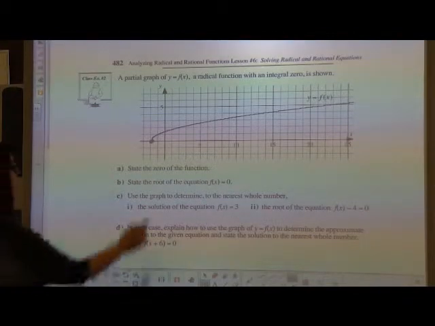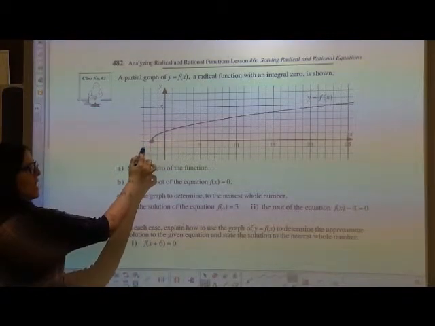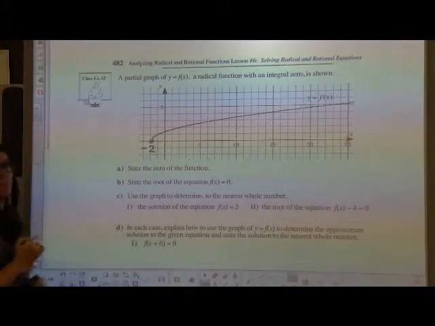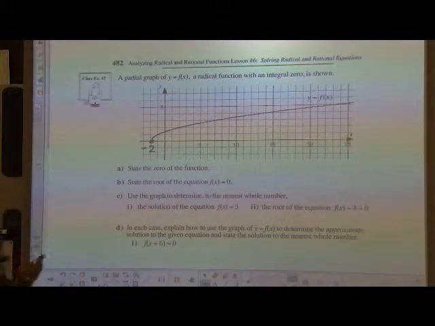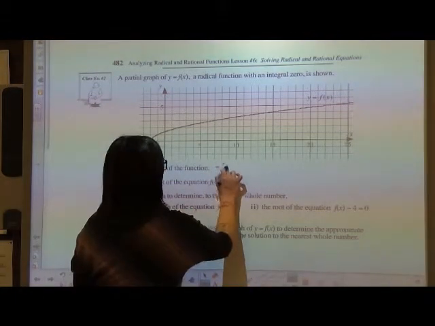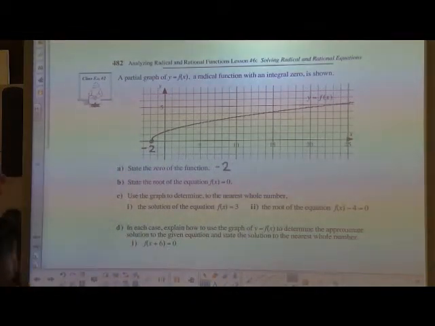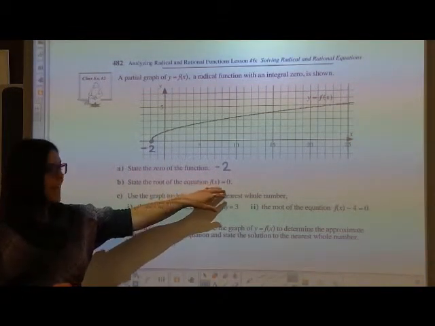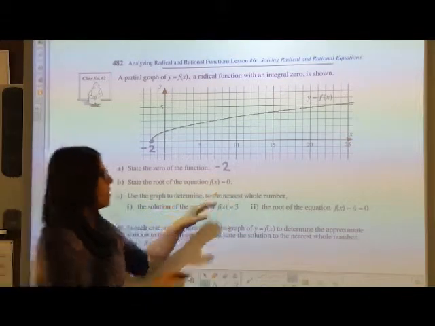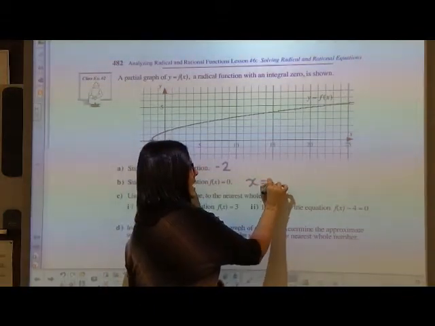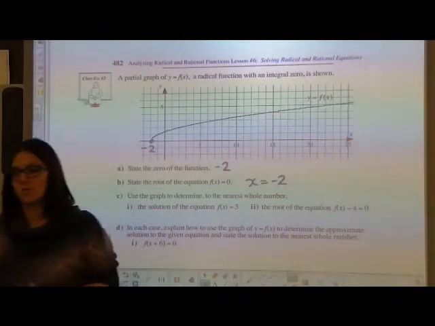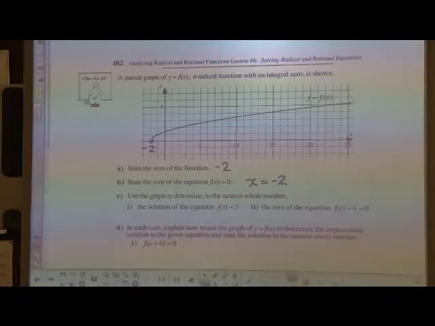1. So this tick mark right here would be at -2. So the 0 of the function would be -2. The root of the equation, so when does f of x equal 0, would be the statement when x equals -2. So the root is written as an x equals.